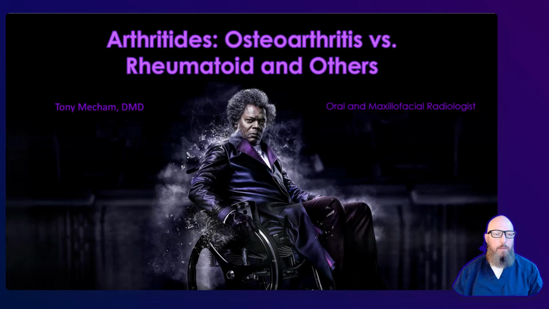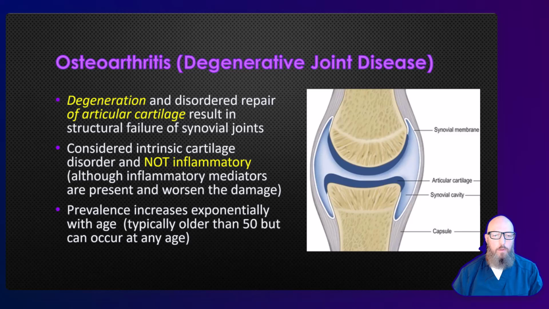Today I'm going to be talking about arthritides, and that is the plural form of the word arthritis. So if that's the one thing you learn in this lecture, hey, at least that's something. So we'll be talking about osteoarthritis versus rheumatoid arthritis and others, including Lyme disease, infectious arthritis, and a couple of other ones. All right, so starting off with the big one, osteoarthritis, also called degenerative joint disease.